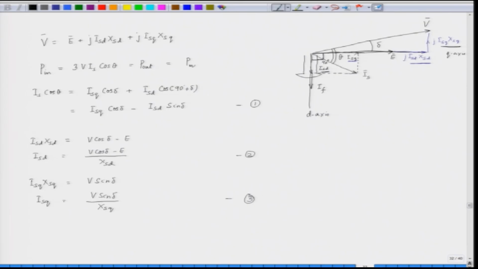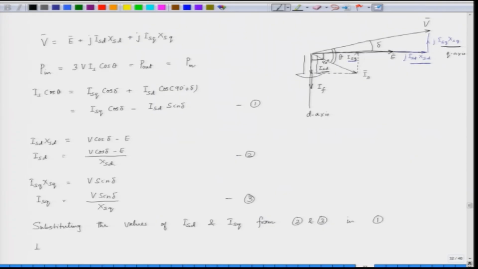So, we have equation 1, equation 2 and equation 3. The value of I S D and I S Q from equation 2 and 3 can be substituted in equation 1. Substituting the values of I S D and I S Q from equation 2 and 3 in equation 1, what we get is the following.